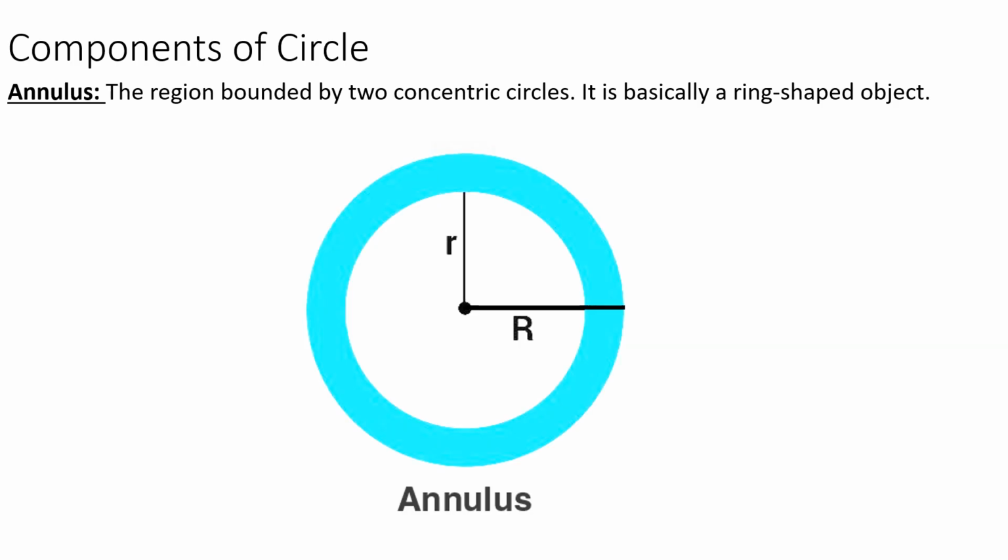The annulus is a larger ring and a smaller ring. The larger ring has my radius of R. The smaller ring has a smaller r. They are two concentric circles that have the same center.